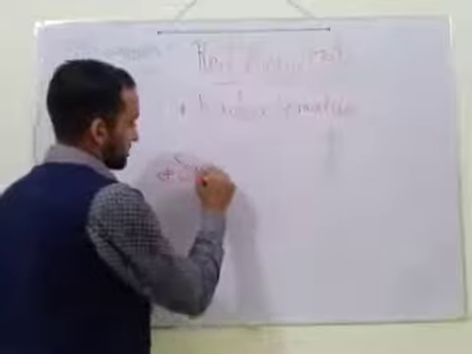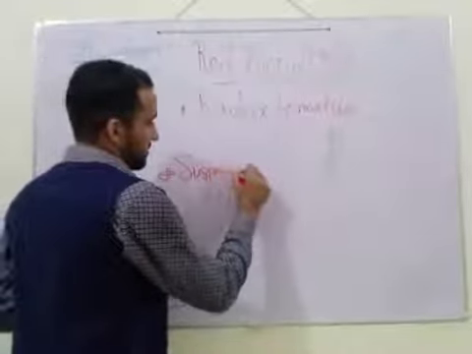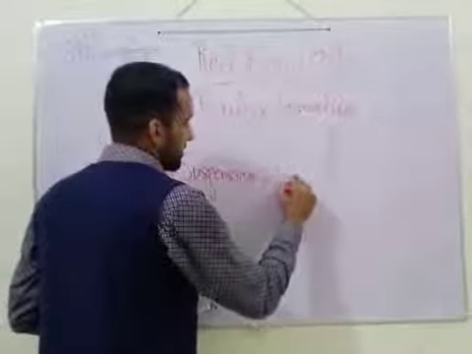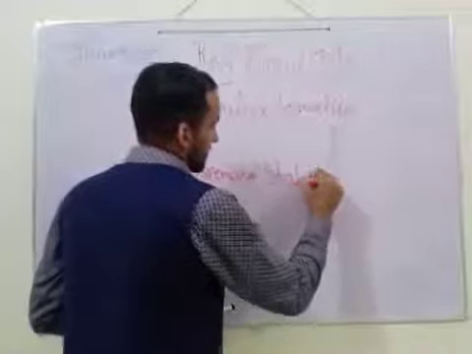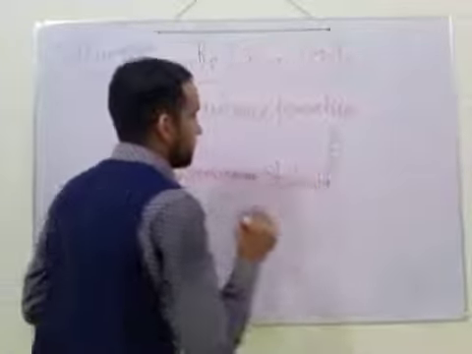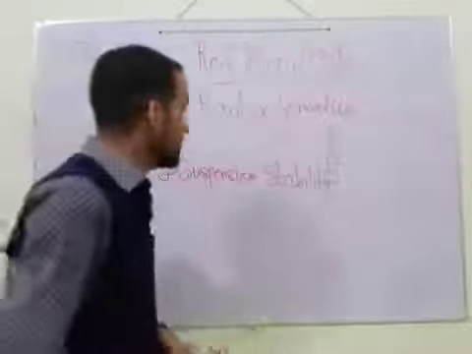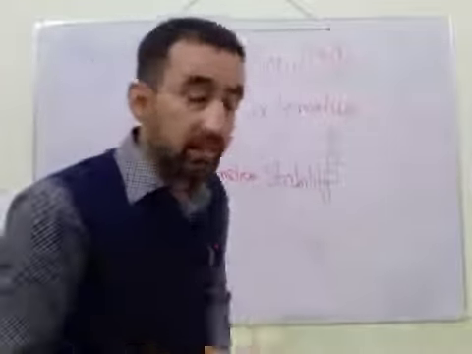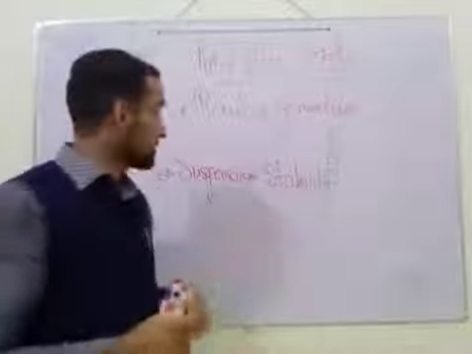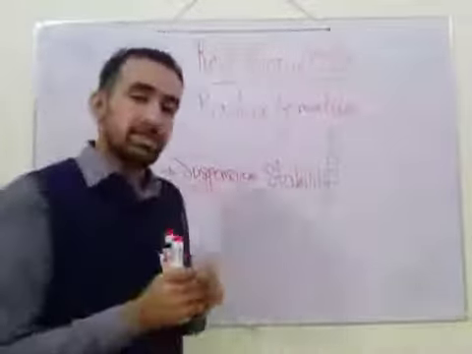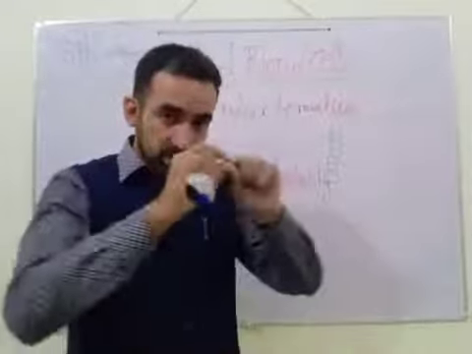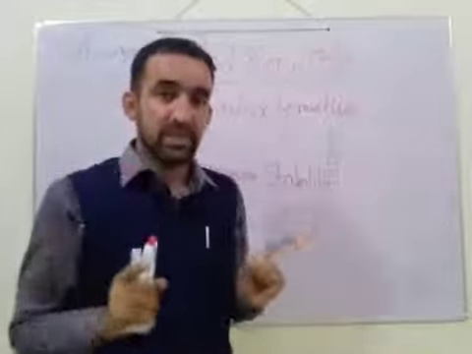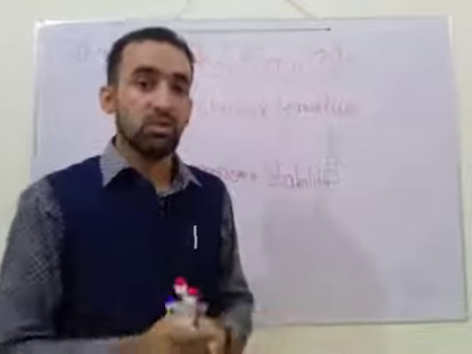suspension stability. What does it mean? It means that whenever the red blood cell is circulating with other blood cells in the vascular system, the red blood cell is dispersed or suspended in the vascular system.